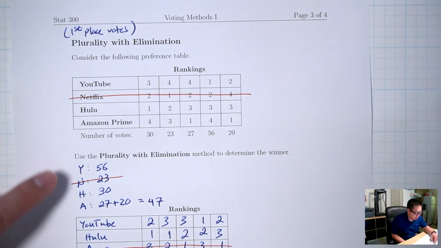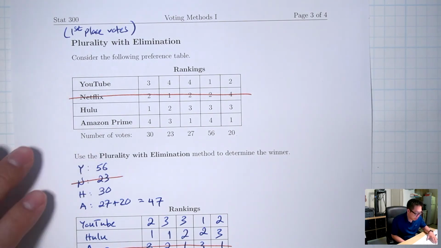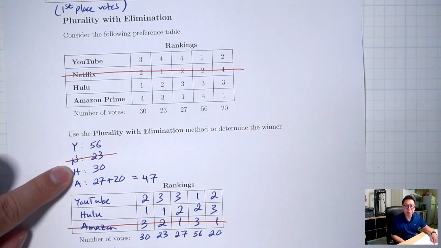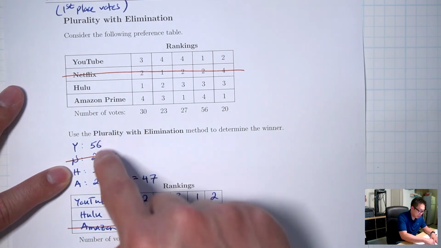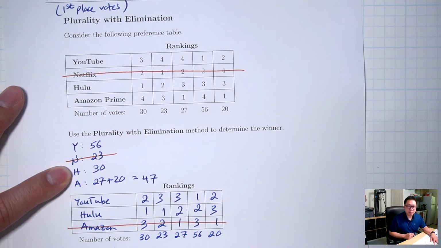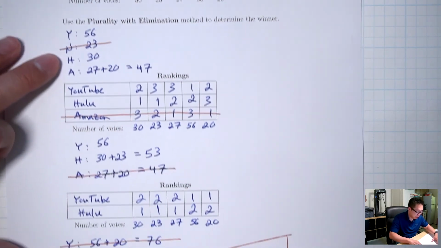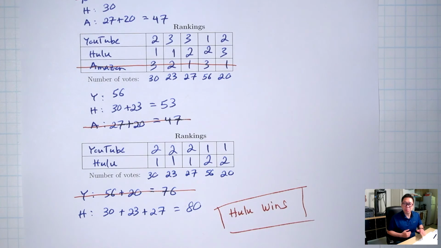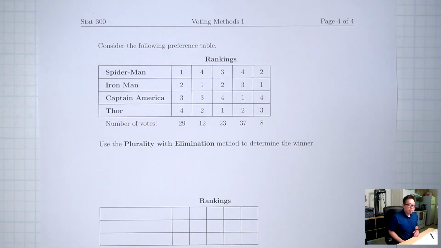Notice that Hulu, after the first vote count, was third place, right? 56, 30, 47. And Hulu was able to catch up at the end and eventually win. So that's pretty cool. Since plurality with elimination is probably the most complicated, I want to do one more example. So feel free to pause, try this on your own, and then check your answer with me at the end.